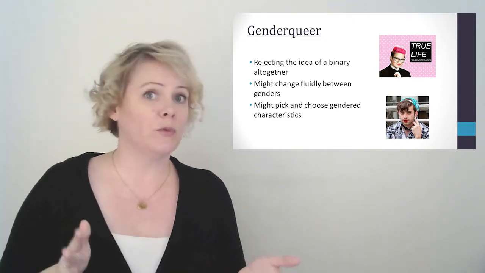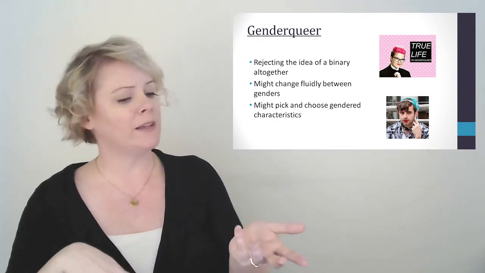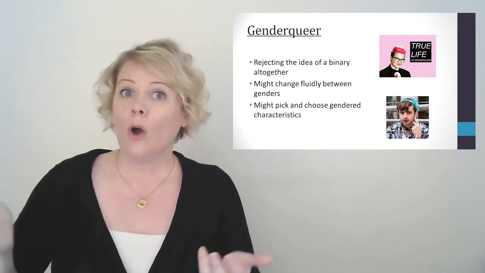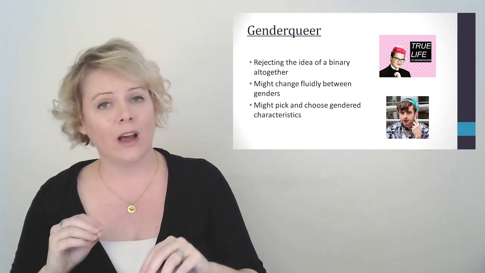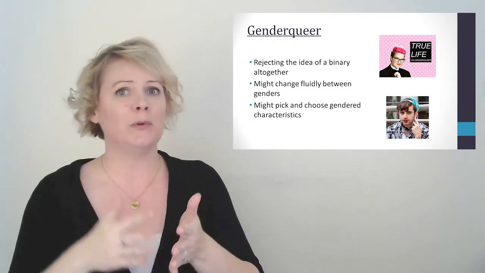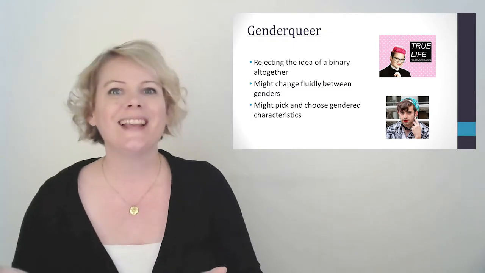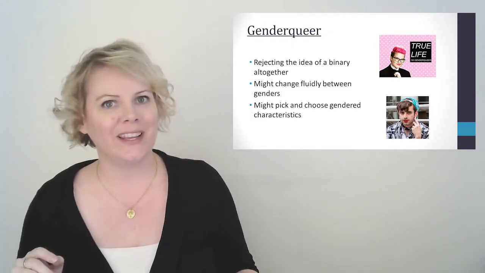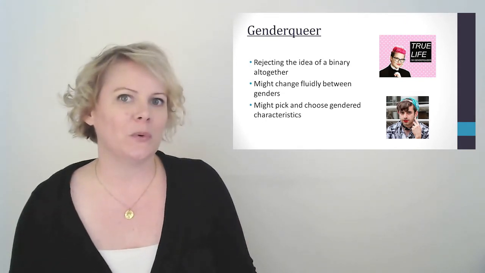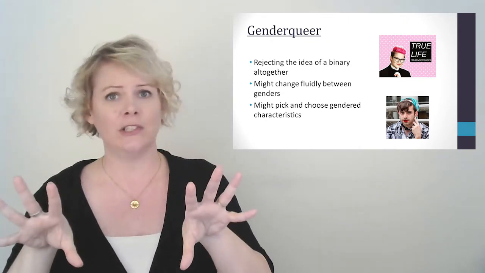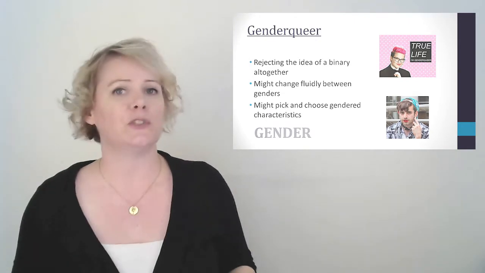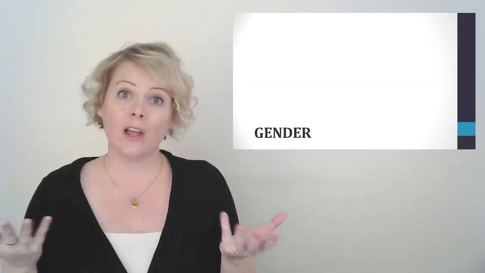You could sort of go back and forth fluidly. One day you're feeling more masculine, one day the next more feminine. Or you might sort of pick and choose. You might have really big masculine boots, but cute small feminine earrings. You can sort of pick and choose parts from one and the other. But the basic premise with genderqueer is that the binary is dumb and you reject it and you just exist as you see fit. So there are a lot of options for gender.